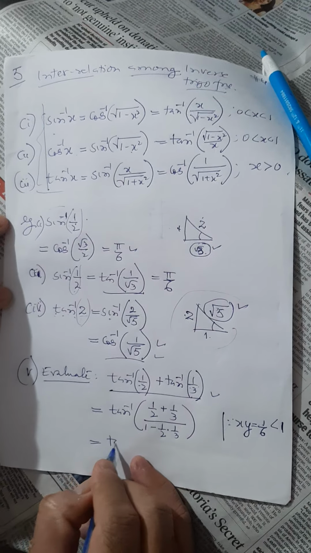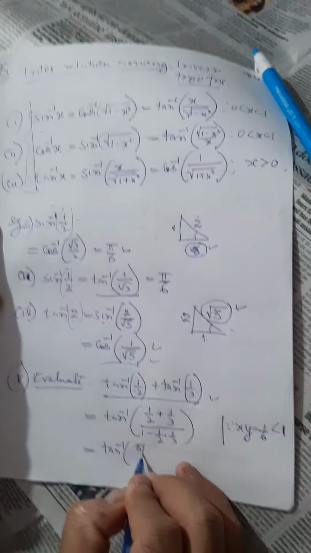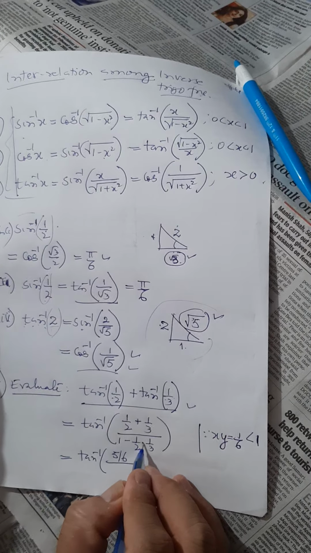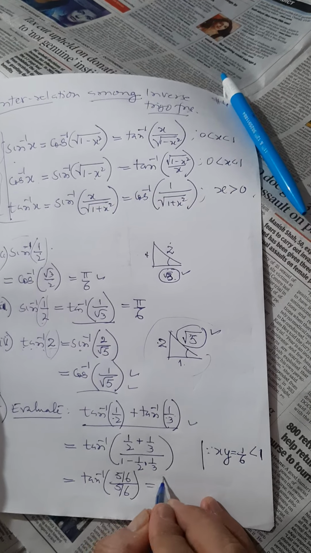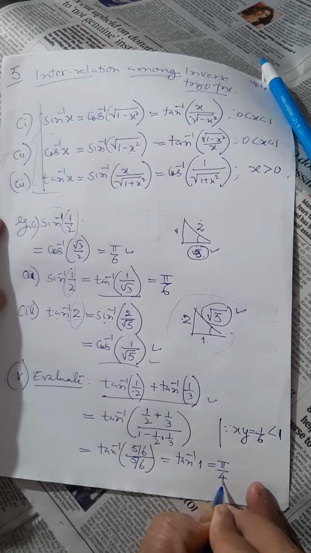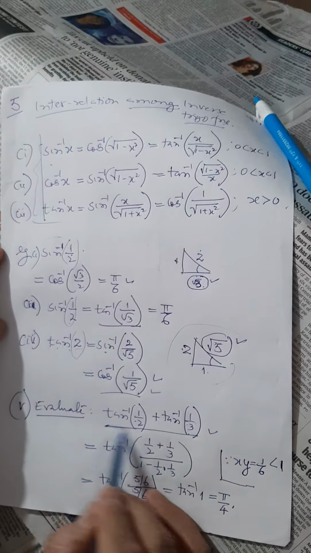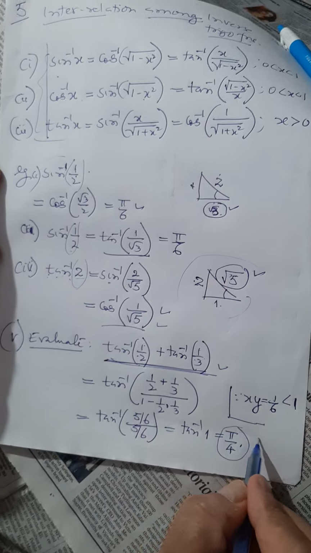So if you simplify this, tan inverse, this is nothing but 5 by 6, and this is 6 minus 1, so again 5 by 6. So this is just tan inverse 1, and you know tan inverse 1 is pi by 4. So the value of this expression tan inverse 1 by 2 plus tan inverse 1 by 3 is pi by 4.